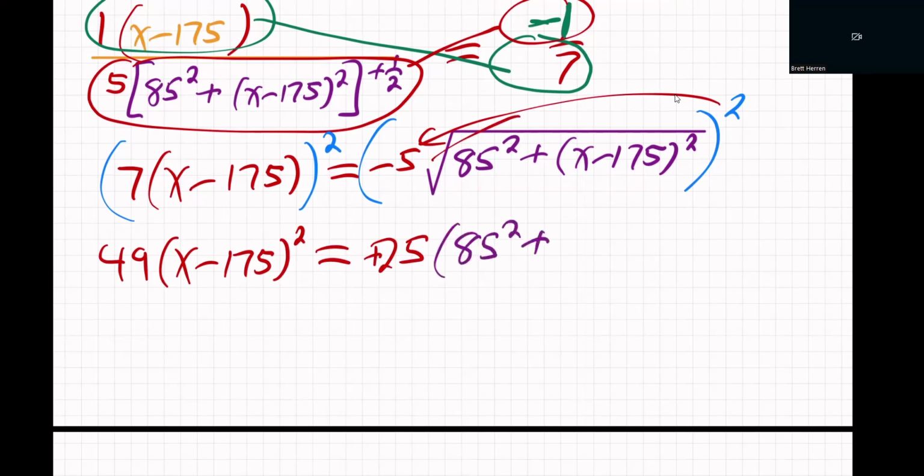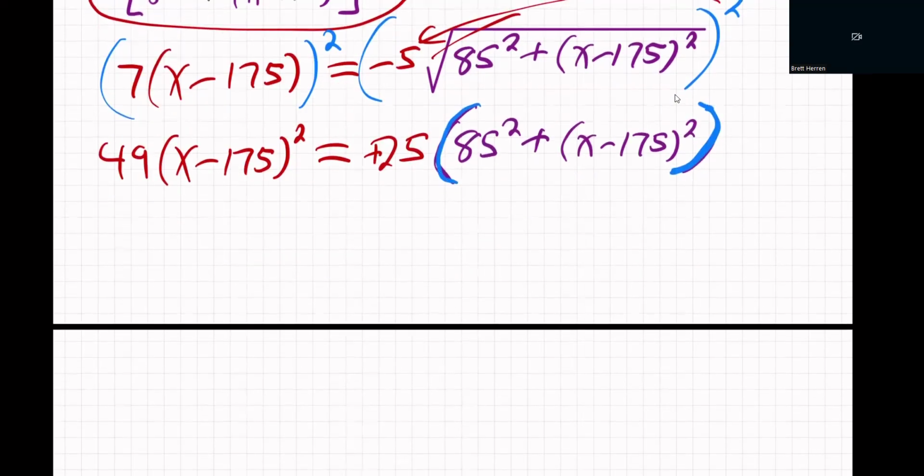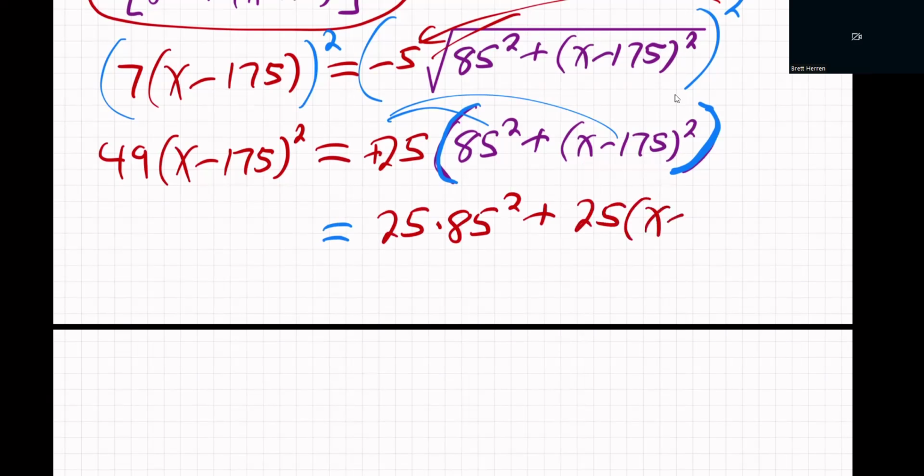We get 85 squared plus x minus 175 squared. Okay, now I'm going to take that 25, boom, boom. Again, I want to leave this. I'm hoping something nice will happen, and it will. So what do we got now? Now we've got 25 times 85 squared plus 25 times x minus 175 squared.